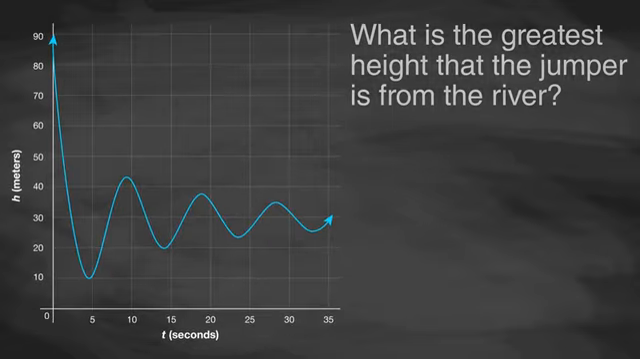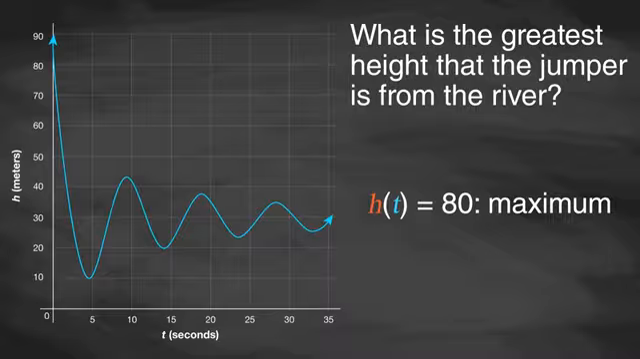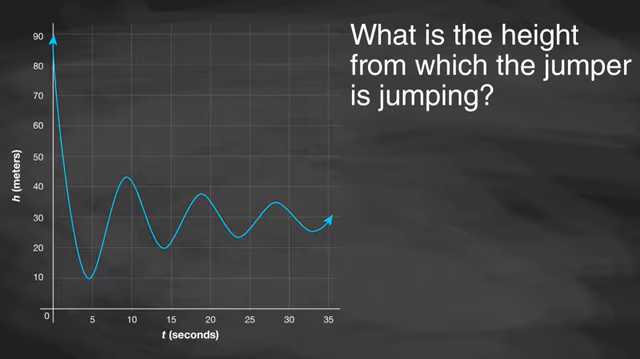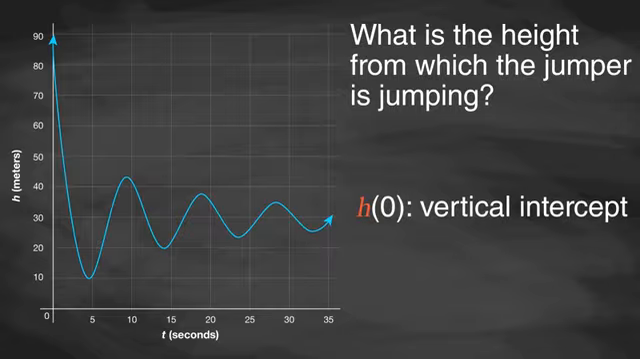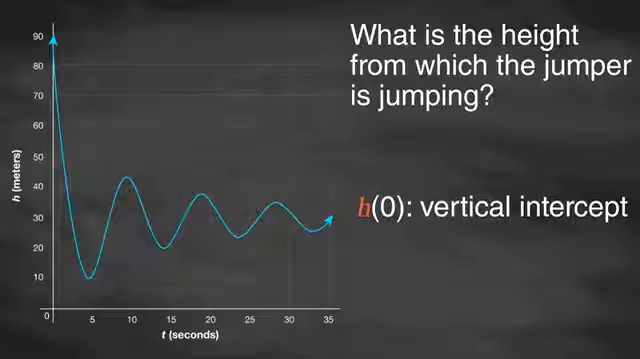What is the greatest height that the jumper is from the river? h of t equals 80 is the greatest height the jumper is from the river, so that is the maximum. What is the height from which the jumper is jumping? h of 0 is the initial height for the jump. It's also the vertical intercept of the graph.